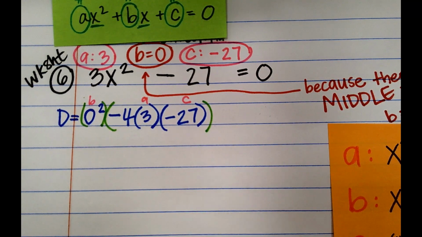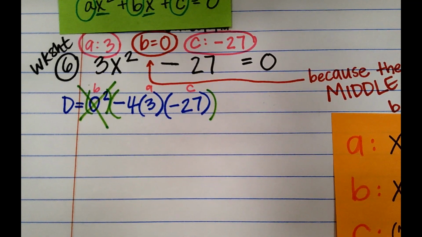So do we even need to write that? No. 0 times 0 is 0. Just get rid of it. Okay, get rid of it.